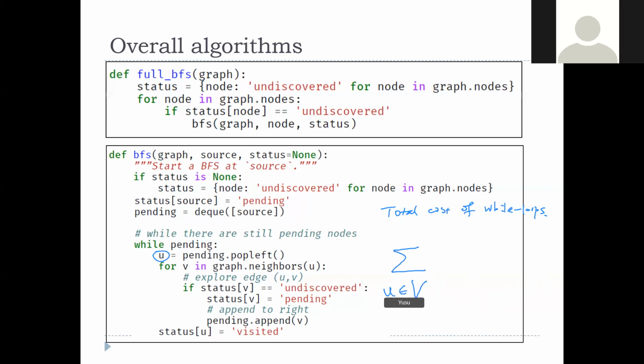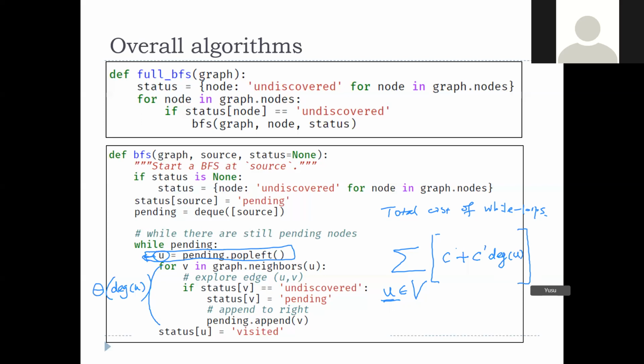Because each node becomes pending exactly once, we're going to visit every node in the while loop exactly once. For each node U, I have to spend constant time on this line, plus the total cost of the for loop, which is proportional to the degree of U.